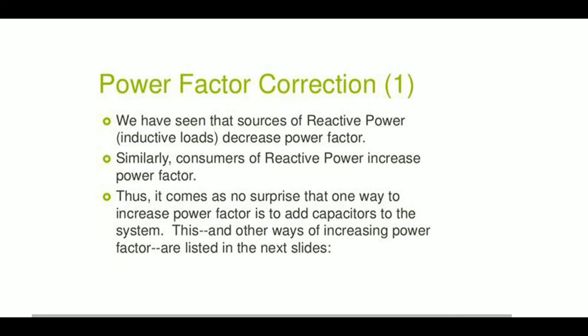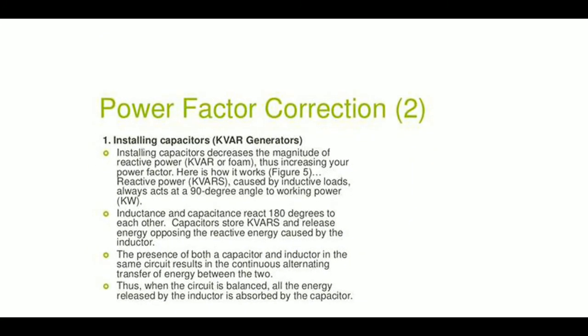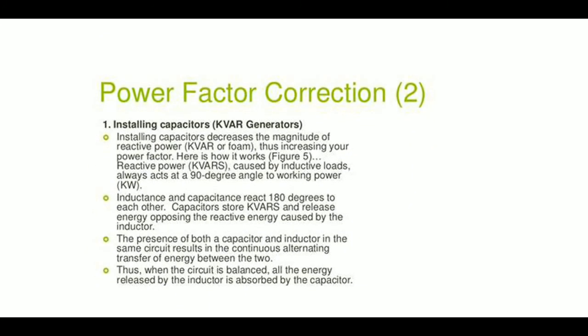Power factor correction 1. We have seen that sources of reactive power, that is, inductive loads, decrease the power factor. Similarly, consumers of reactive power increase power factor. Thus, it comes as no surprise that one way to increase power factor is to add capacitors to the system. This and other ways of increasing power factor are listed in the next slides. Power factor correction 2, that is, installing capacitors, which are kVAR generators. By installing these, the power factor can be increased.